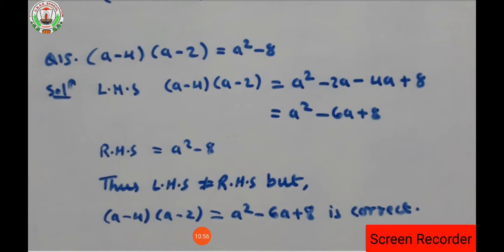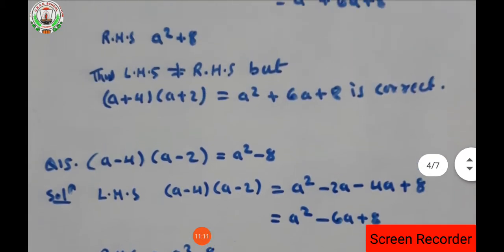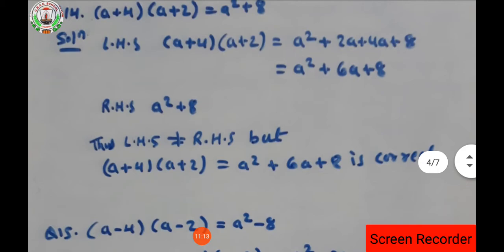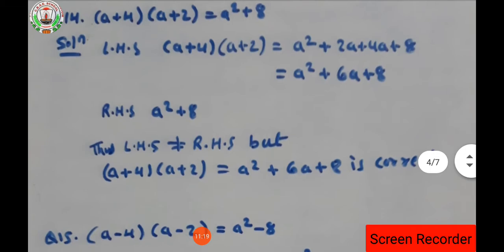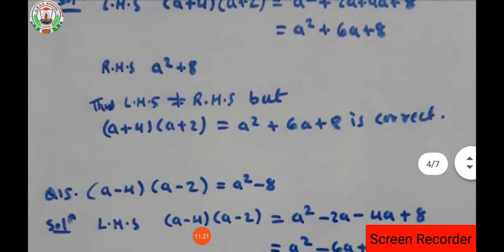That's why the error will be in the RHS part only in each question. Okay, so the next question we have is (a minus 4) into (a minus 2) is equals to a square minus 8. It is the same as the 14th question, but in place of plus we are having minus over here. It is similar to the 14th question.